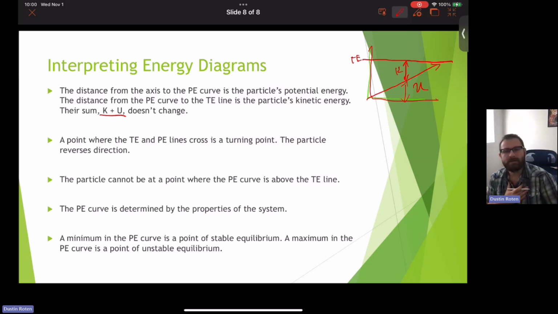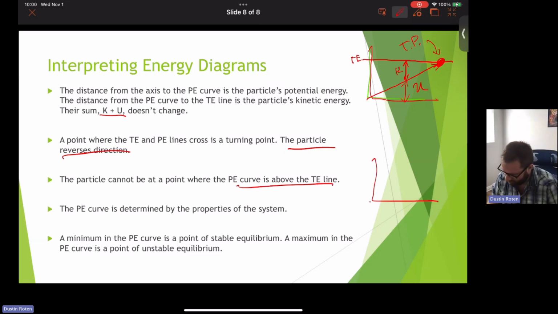So a point where the total energy and the potential energy cross is a turning point. So you can see here, we've got this crossing point. So that's a turning point, okay? That means the particle must reverse direction. There's no more energy to keep it going in the direction that it was going, hence the name turning point. So the particle cannot be at a point where the potential energy curve is above the line. So anytime when you have this situation, any information up there doesn't make physical sense. It has to stay below the turning point.